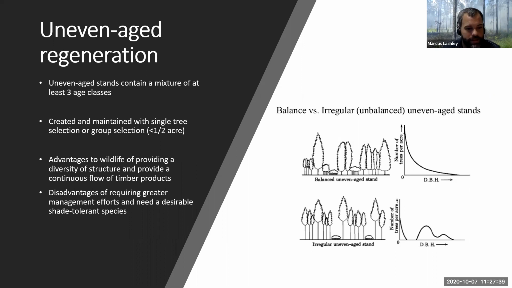There are a lot in the Northeast and upper Midwest that do really well in this type of system, but not so much here. In irregular even aged, you just have an irregular shape to this pattern, but the same general idea that we have a whole bunch of really young trees and very few really big ones.